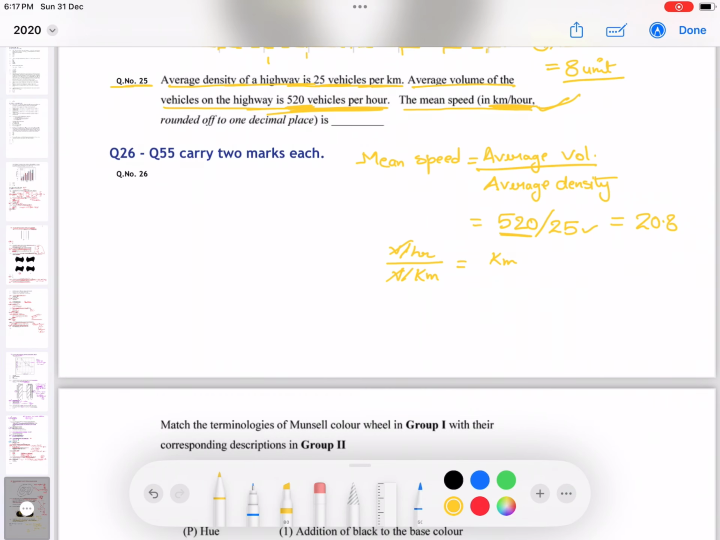So in this, the vehicle units will cancel each other, the kilometer will go up and it will be the hour. So here we are getting kilometer per hour, and by this you can also create your own formula if you don't know such formulas in the question paper. Okay.